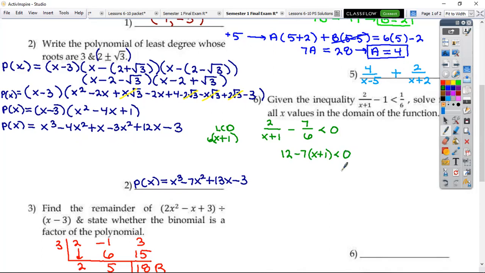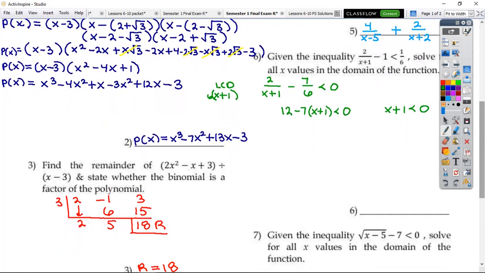And then again, you are looking for places for which it's undefined, which means I'm going to take the algebraic expression, and I also need to set that to be less than 0. Because again, I can't be working with something undefined. All right, so now you just solve both of these. That's the easy part. So on the left side, I would have 12 minus 7x minus 7 is less than 0. So -7x plus 5 is less than 0.